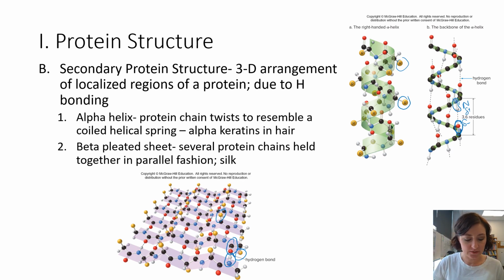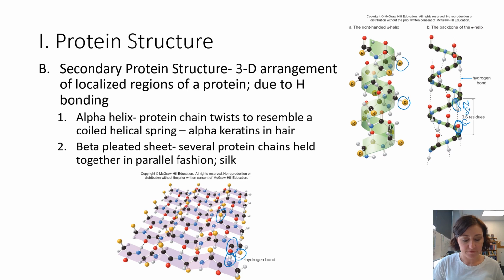Beta-pleated sheets tend to be a little bit stronger, whereas with alpha helices, you're going to see that protein structure where you need flexibility because that protein has a little give in a coil shape, and we'll look at an example of this in just a moment.